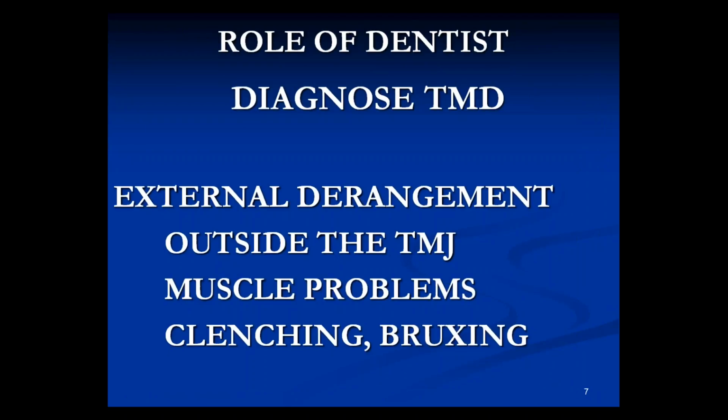Okay, so what's the role of the dentist? First of all, to diagnose TMD. First of all, we should look at external derangement. That means problems outside the temporomandibular joint, and that includes muscle problems and clenching and bruxing. So if it's outside the TMJ, it's a muscle problem, and clenching and bruxing brings on those muscle problems.